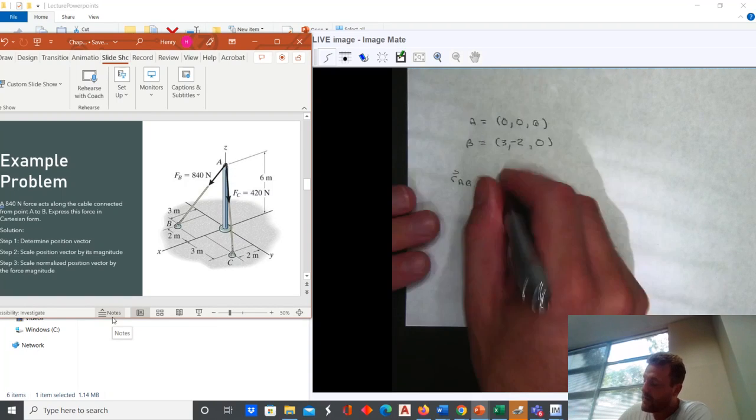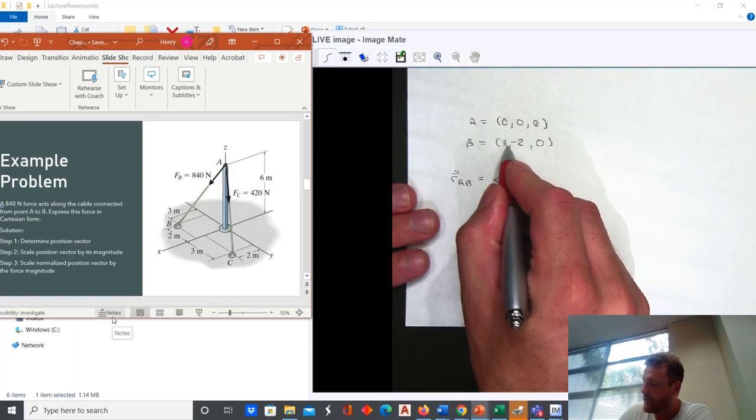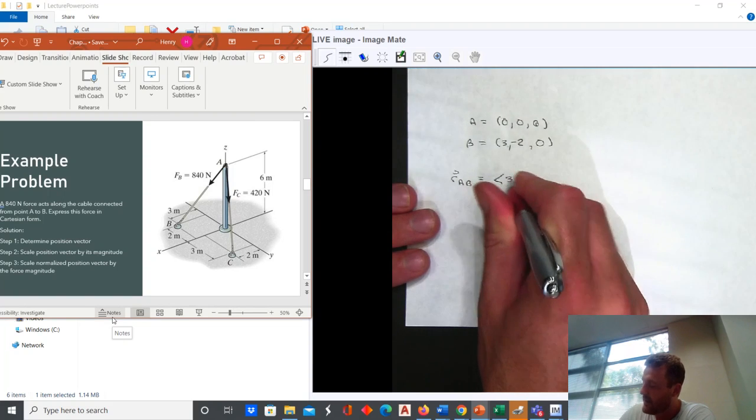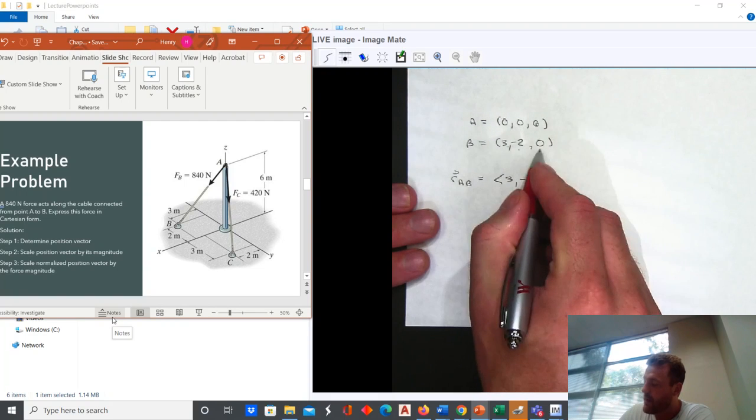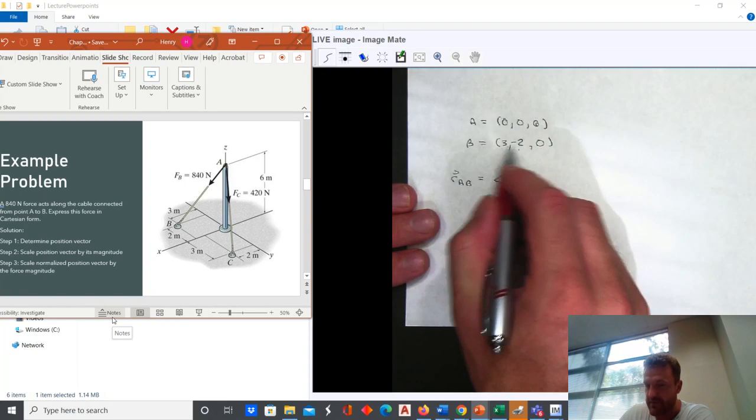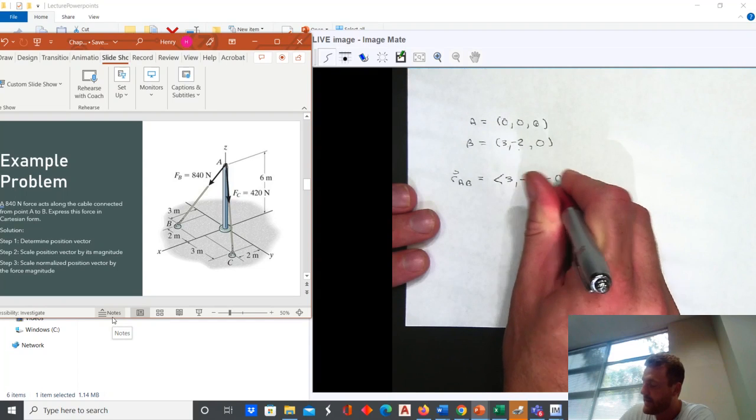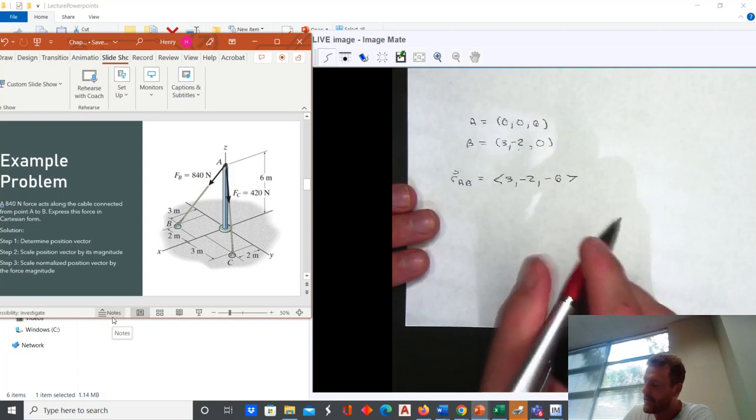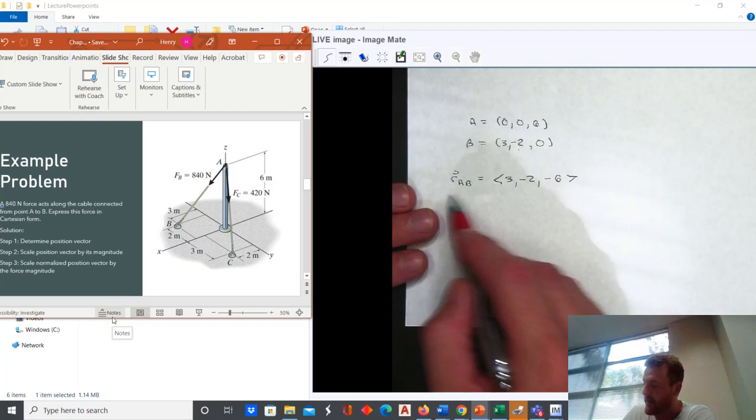So remember, the way that I'm going to do it is I'm going to take the coordinates of B and subtract away the coordinates of A. So 3 minus 0 is 3. For Y, minus 2 minus 0 is just minus 2. And then for Z, 0 minus 6 is just minus 6. And the way I usually check myself is I ask myself, if I were to start at A and go to B, is this the direction that I would go?